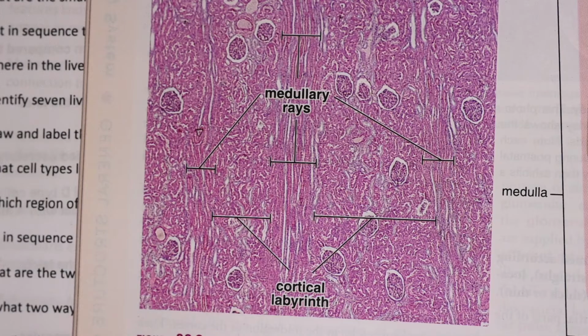And here's the figure from your textbook that shows where the medulla and cortex kind of come together, where you have an interdigitation and alternating series of medullary rays and cortical labyrinths in that same narrow zone between cortex and medulla.